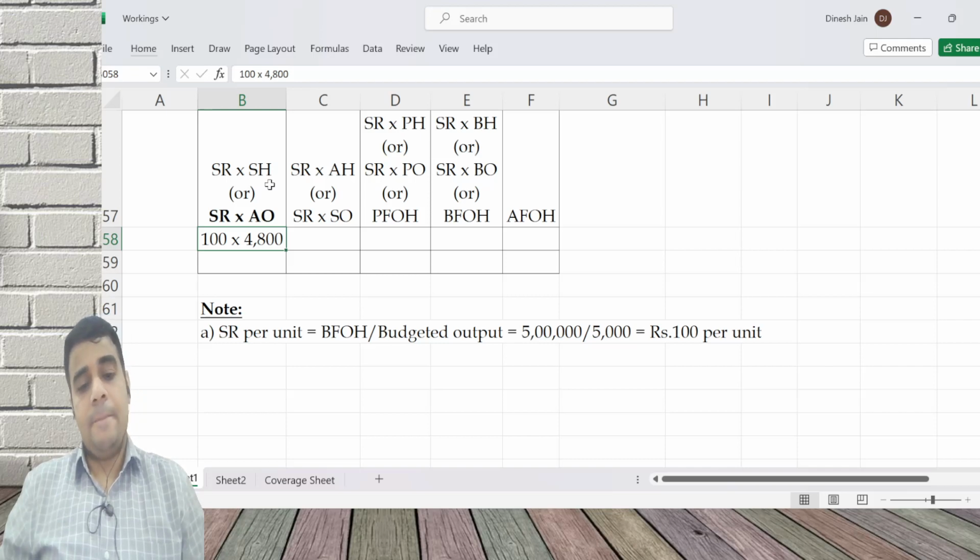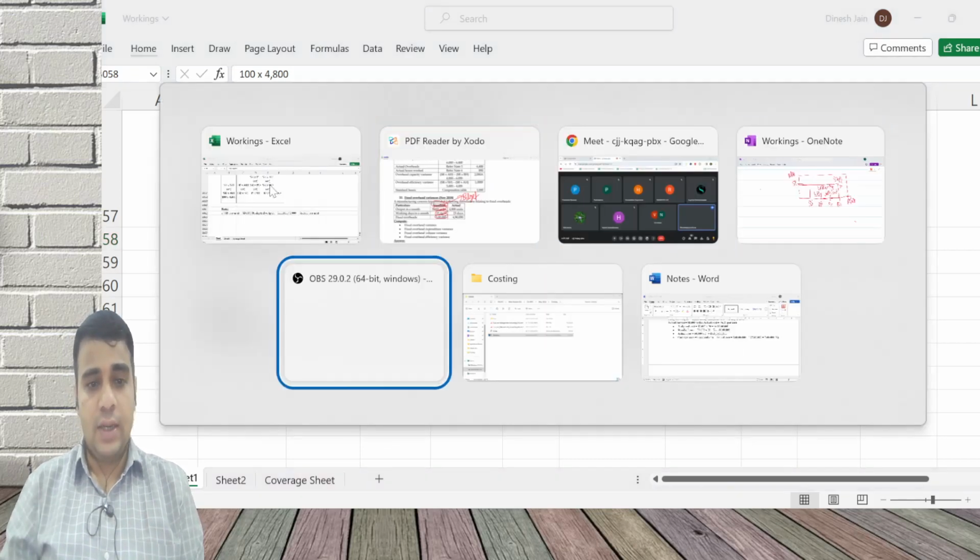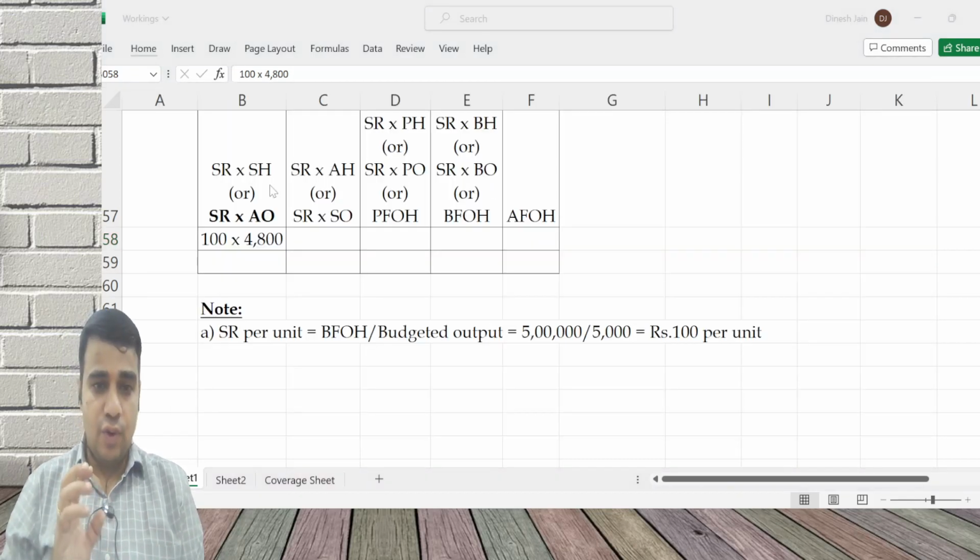Second one, I don't know the actual hours or standard output. What is given in the question is not standard output. What is given in the question is budgeted output. So we do not have information on something called SO as of now. What needs to be done? We'll see it later.